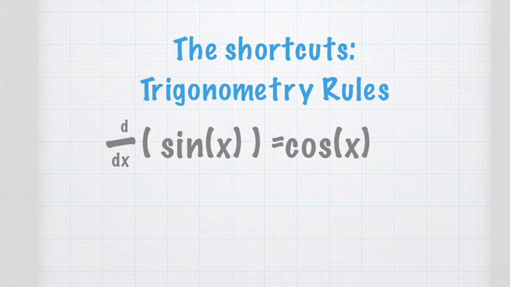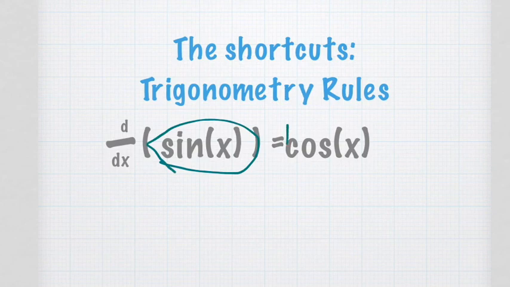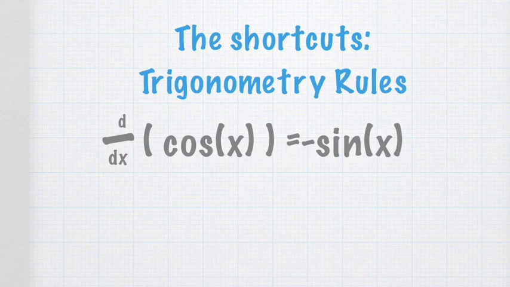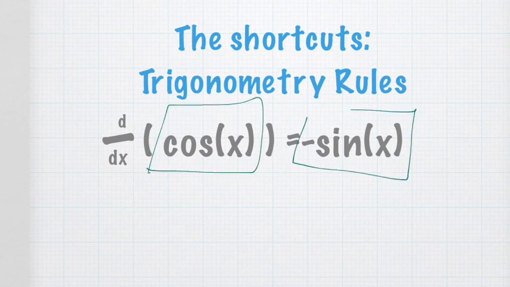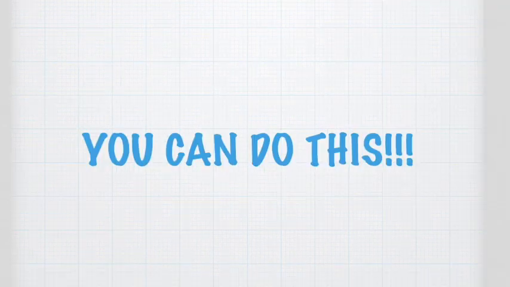As far as trig rules go, if you know 2 basic trig rules, you can figure out the rest of them as needed. Okay? So, the derivative of sine of x is going to equal cosine of x. The derivative of cosine of x is negative sine of x. We'll be working more with these in class. Remember, you can do this.